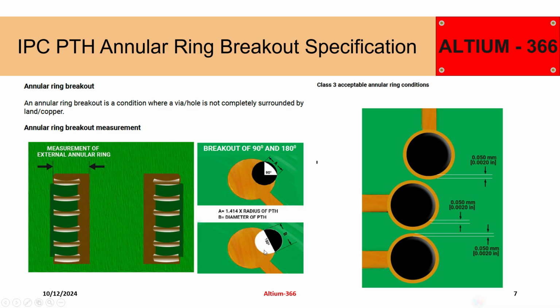That is allowed for the class 2. And for class 1 type of component, if the drill bit comes not at the center of this pad, but instead on the edge of the pad, that is fully allowed. But in case of class 3, you can see that from all sides it should have at least 50 micrometer annular ring on the external layer and 25 micrometer annular ring in the internal layer. So that's what the specification is.